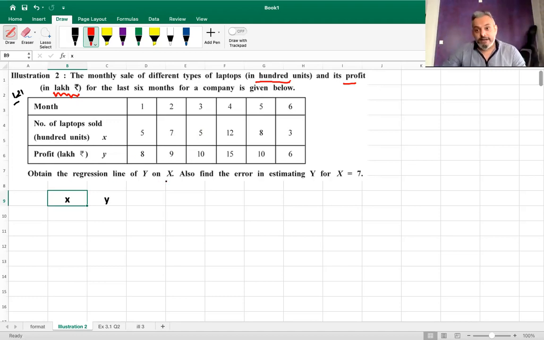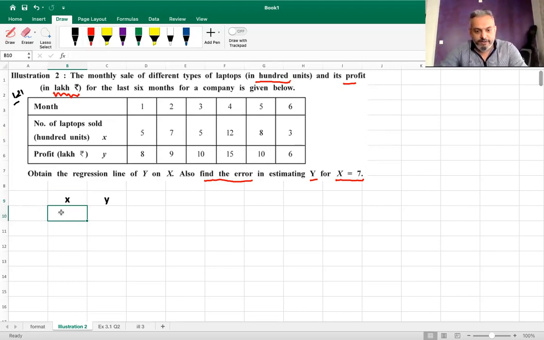Now, obtain the regression line of y on x. Also, find the error in estimating y for x equal to 7. So, for the number of laptops sold 700, we have to estimate what will be the profit, and then check if there is an error, and if so, how much. If not, then no problem. Now, let's start writing the question.